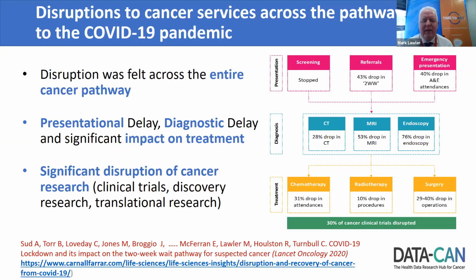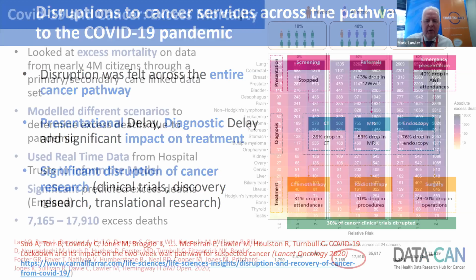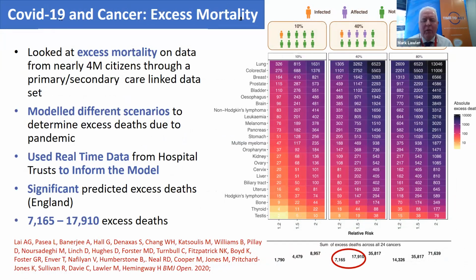And the disruption was really seen right across the cancer pathway. So in terms of presentation, in terms of diagnosis, and in terms of impact on treatment. There was also a very significant disruption of cancer research, both in relation to clinical trials, but also in relation to discovery research.